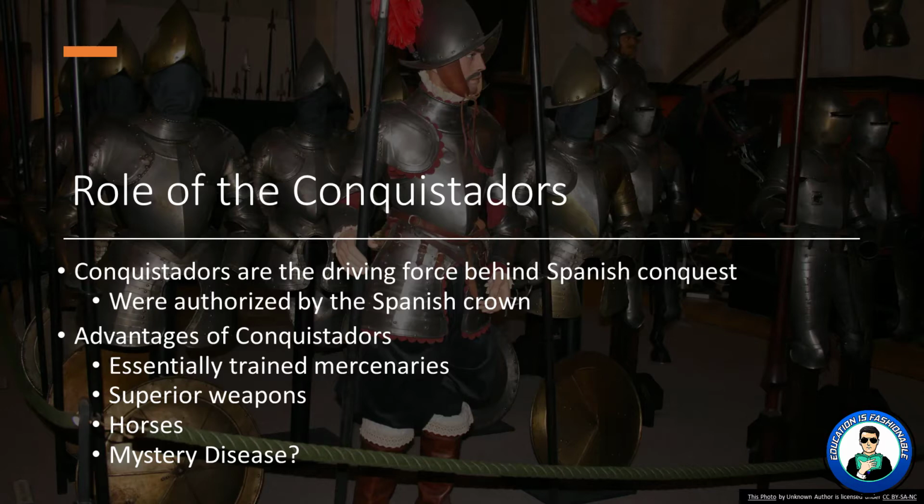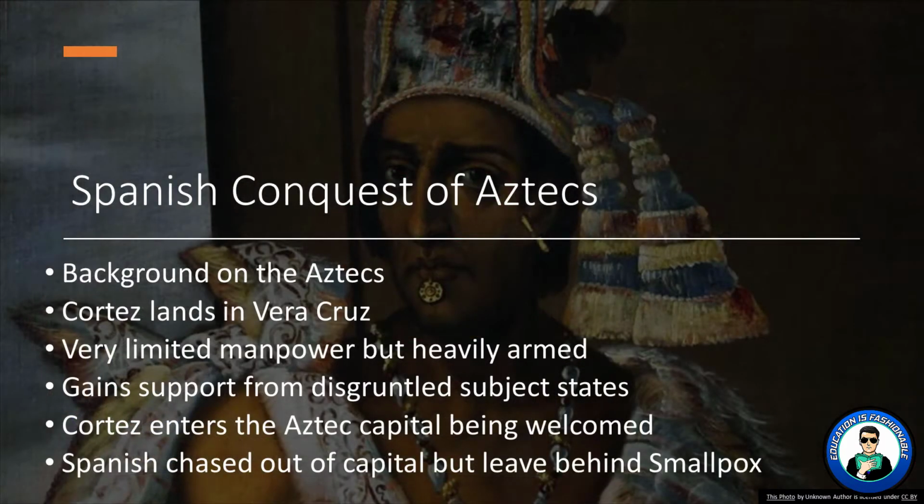So Spanish conquest of the Aztec Empire, Cortez lands, we're going to do the short version here. Cortez lands in Veracruz. He's able to take advantage of the fact that the Aztecs basically have two seasons, the war season and the farming season. And basically what happens is he lands in the farming season. The Aztecs can't send the people that are farming out to go fight because then you don't have any food. So he takes advantage of that.